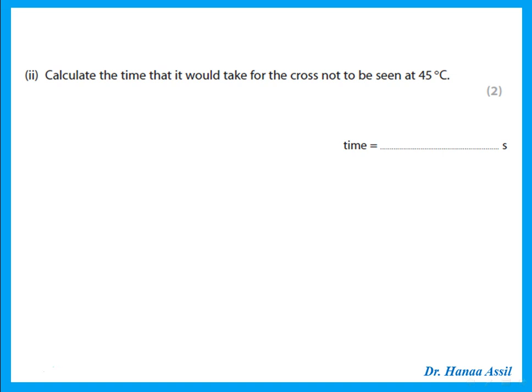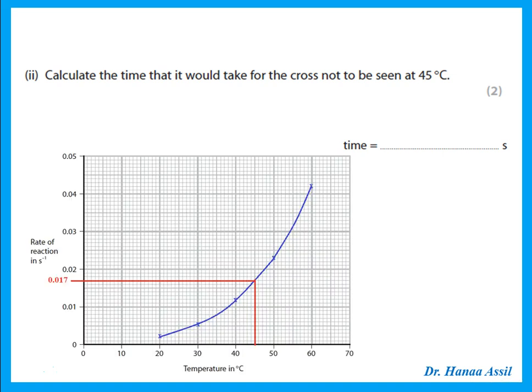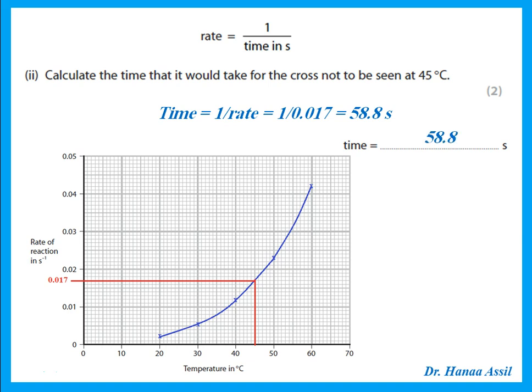Calculate the time that it would take for the cross not to be seen at 45. Well, we found that the rate is 0.017 and he gave me an equation. Rate is 1 over time. So how do I get time from that? You should realize that time will be 1 over rate. If rate is 1 over time, then time is 1 over rate. So 1 over what we got from the graph gives me the 58.8 seconds.